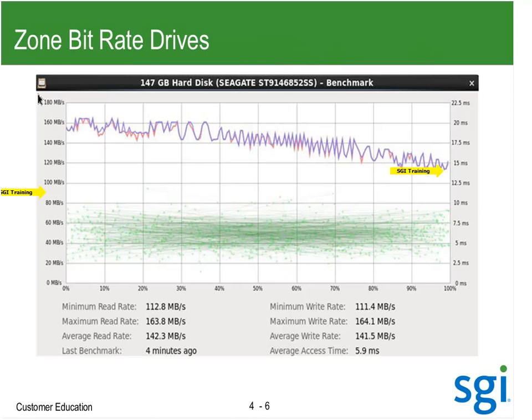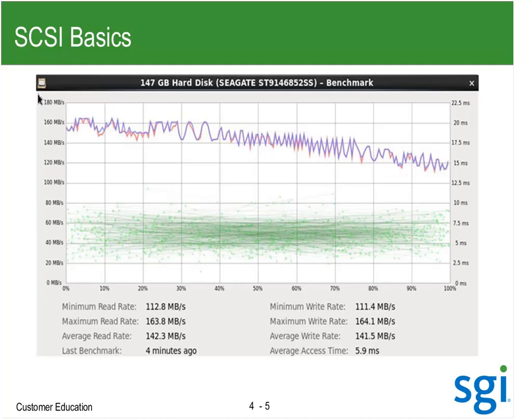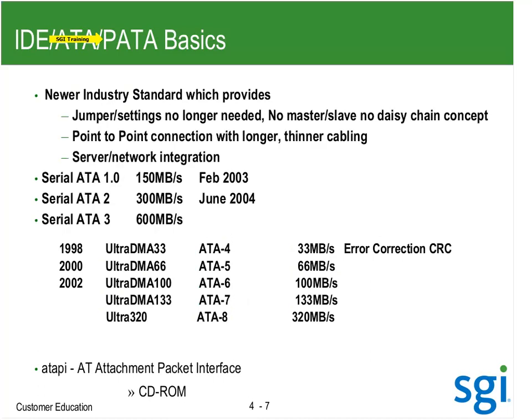Let me back up here for a second. So just giving a little bit of history of SCSI, showing what the bandwidths are. There is a tool called SG Mode Tool that's in the SG Tools RPM to be able to get to the PROM on SCSI. For example, whether write cache enabled is on or off. Then I'm also listing IDE, ATA, or now called PATA type of devices. And then SATA.